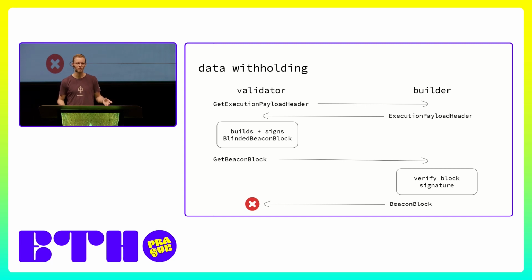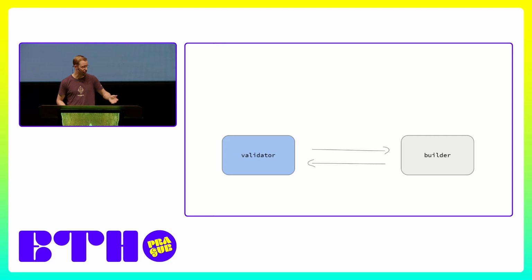And in protocol, PBS allows us to do this with these committees. But in this external builder network, we don't really have that concept yet. And so now, this communication between the validator and the builder is susceptible to this data withholding.